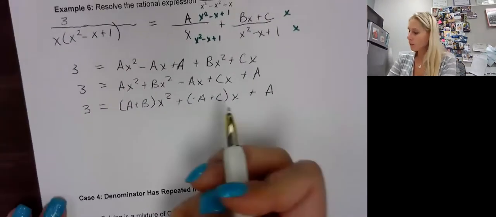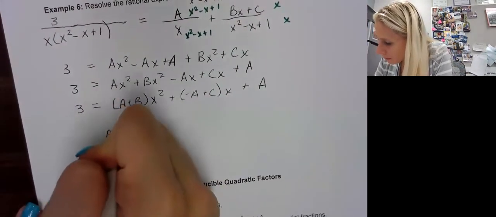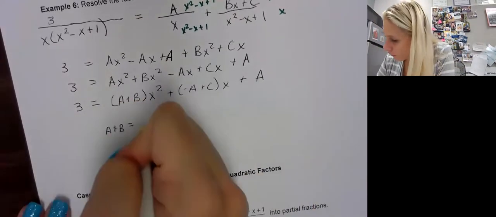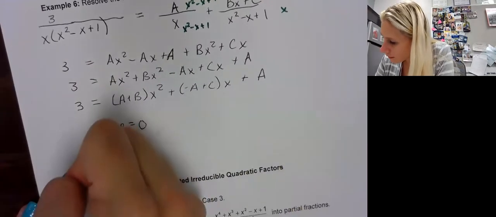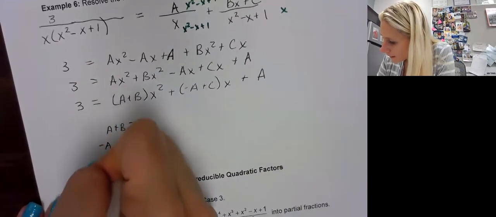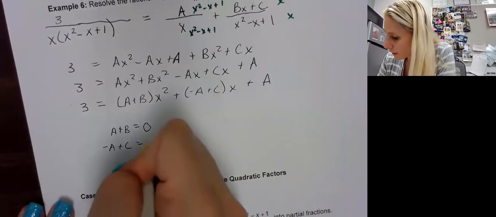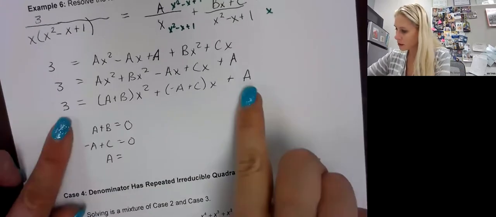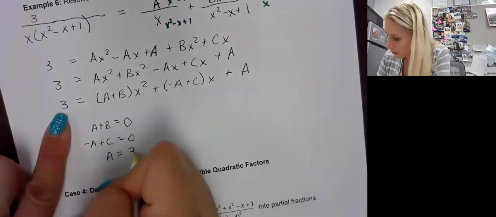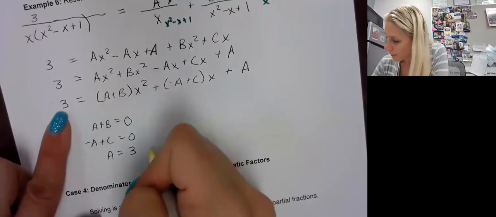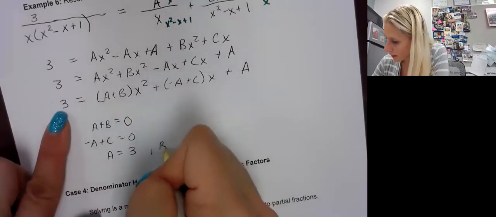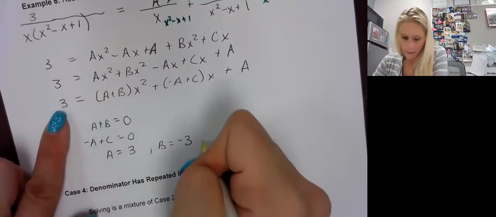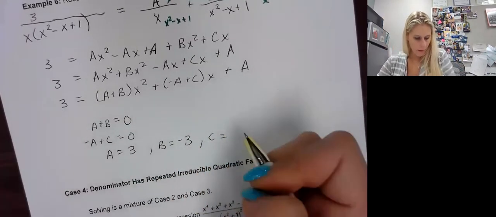Okay, so I know that a plus b equals, well, there's no x squared over here, so that's 0. Then I know that negative a plus c, there's no x terms over here, so that's 0. And what's nice is a, which is our constant, is 3. Well, if I put that back into the top one, that means b is negative 3. And that means that c is 3.